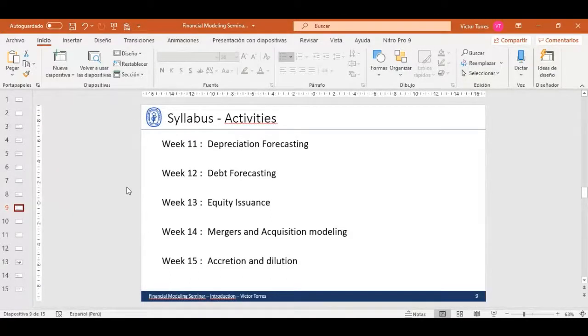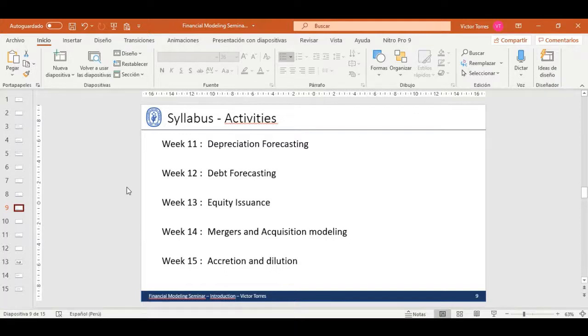Then we drill into equity issuance, right? That is basically related to the valuation. How are we going to be capable of getting additional financing from other shareholders, such as selling a minority stake or selling our company? That's basically what we're going to be considering as we get into week 13.